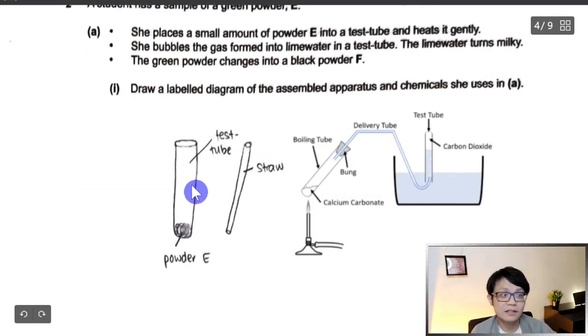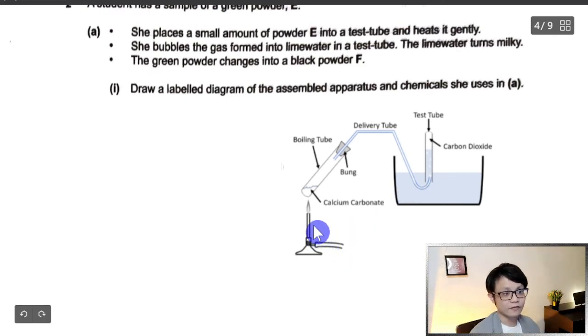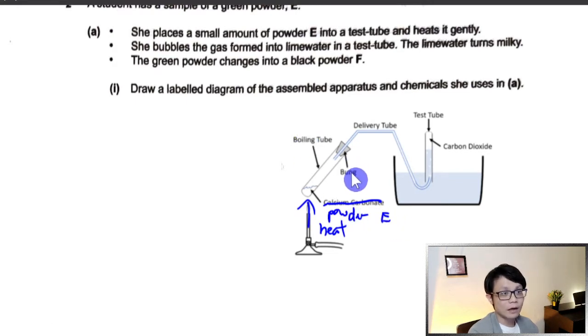So of course the student didn't do it correctly, because he put a straw. Delivery tip is this one. So it should be, I think the thing is calcium carbonate. So the picture will be something like this, but the student did it wrong already, so I just erase it so you won't get confused. You should draw something like this, okay? The fire, you don't want to draw the fire, cannot. You just draw an arrow. You just write heat. Then it's easier. Okay, heat this. You don't write calcium carbonate, you write powder E. Okay, powder E, boiling tube, bung, delivery tube.